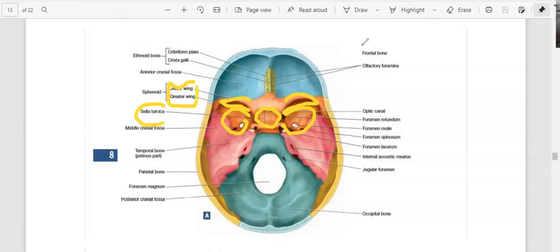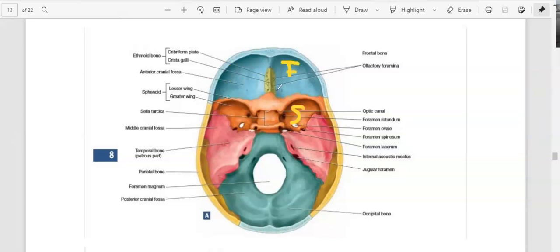You can have in here the lesser wing and the greater wing. And there's going to be quite a few holes in there. And remember, I said that those holes in the bone are going to be foramen, right? So therefore, you have in here foramen spinosum, foramen lacerum right here. Okay, those are little holes that we have in this bone. And right here, we're going to have the optic canal. These are going to be for the nerves coming from your eyes, right? If this is your head, your eyes are going to be more or less around here.